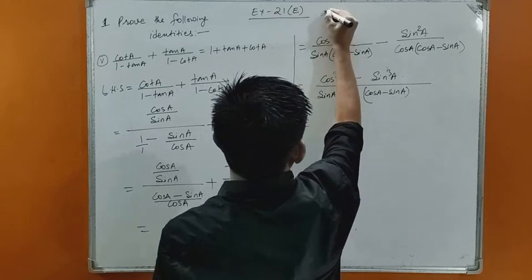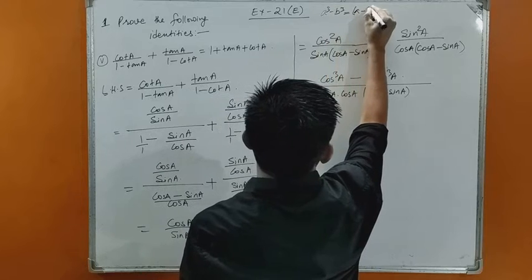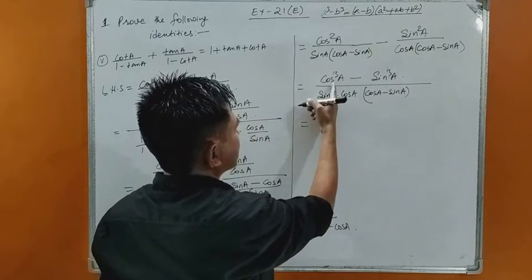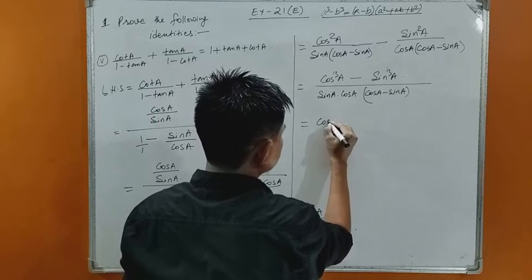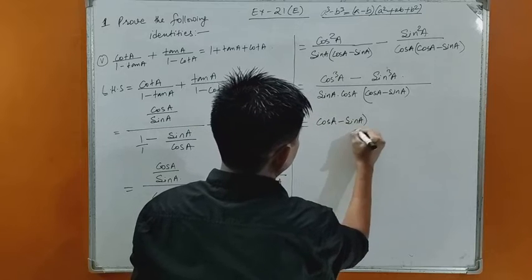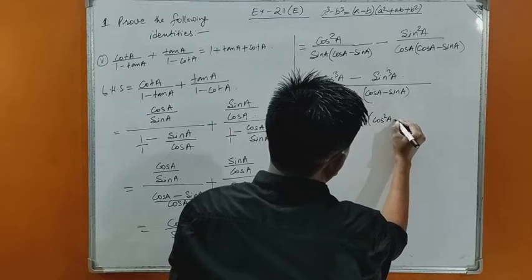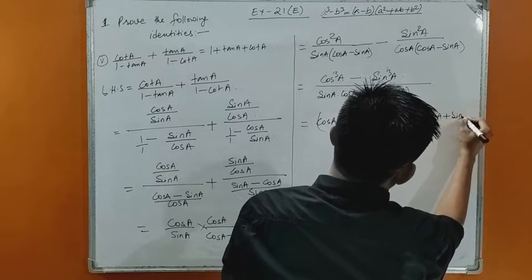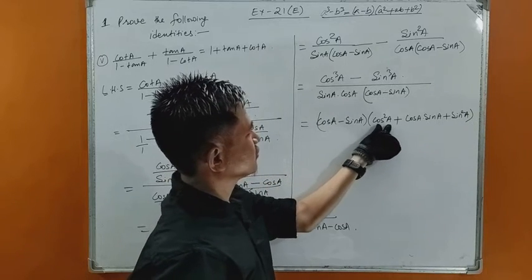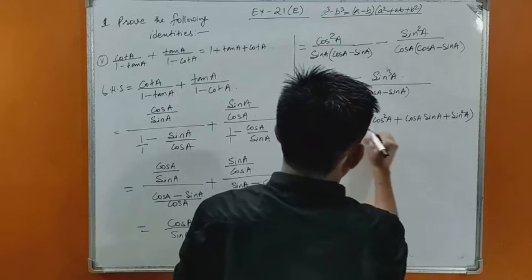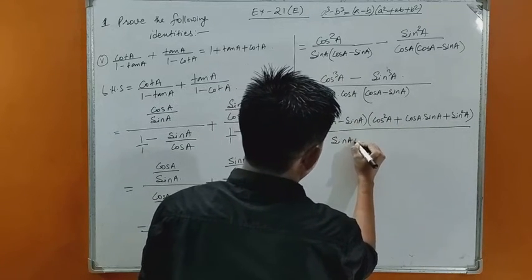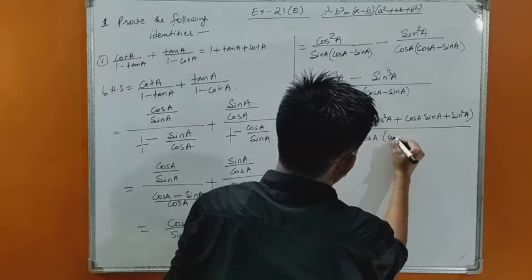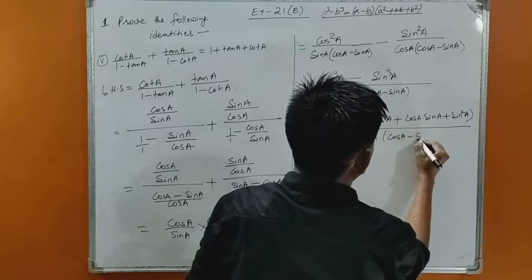What is the formula for a cube minus b cube? A cube minus b cube equals a minus b into a square plus ab plus b square, isn't it? So a cube minus b cube means a minus b into a square plus ab plus b square, whole upon sin A cos A into cos A minus sin A.